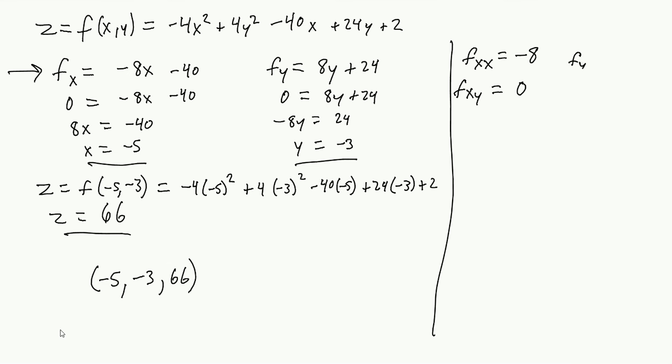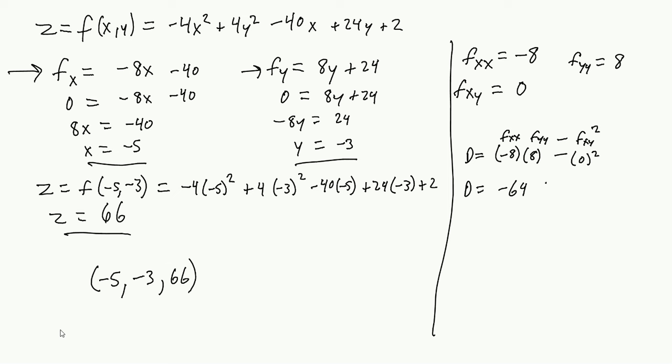And we also need f double y. Okay, so here's f sub y, 8y plus 24. Derivative with respect to y would be 8. Okay, so there's our second derivatives. Plug into that formula for D. Again, that's f double x, which is negative 8, times f double y, which is positive 8, minus f sub xy squared, which is 0 squared. So negative 8 times 8 is going to be negative 64. Okay, so that gives you a value for D.